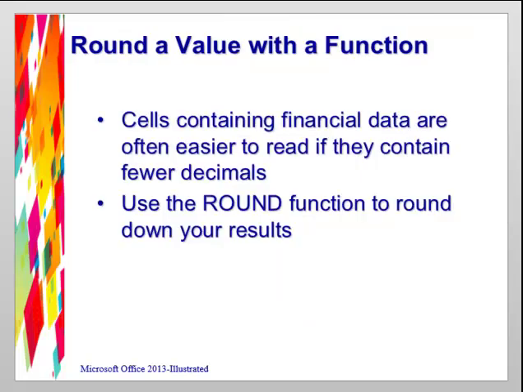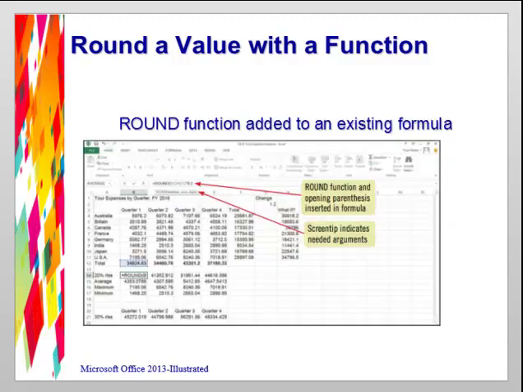So if we're looking at rounding a value with a function, cells that contain financial data are often easier to read if they contain fewer decimals. You may want the decimals to round from 4 digits down to 3, 3 to 2. You may even in some cases want to set the number in the cells to be financial data with 2 decimal places and maybe even a dollar sign in front of it. You can also use an existing formula and round the value with a function from the function menu.